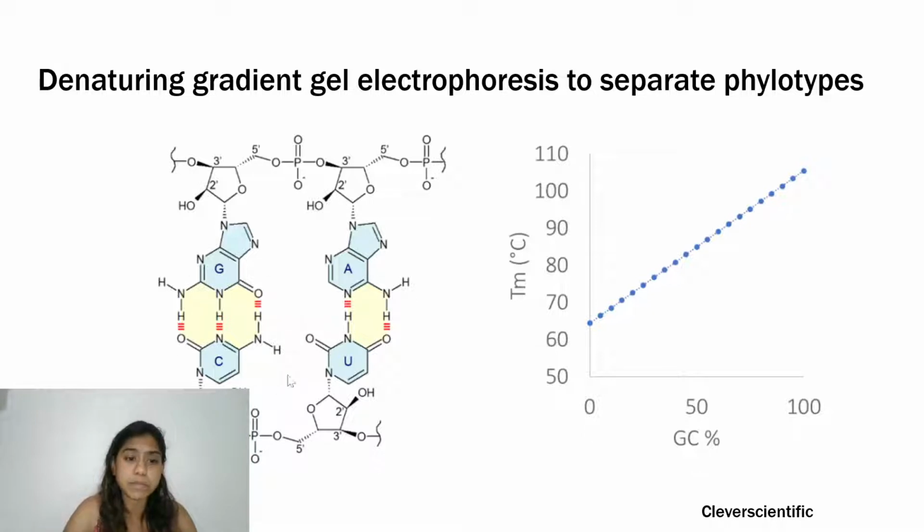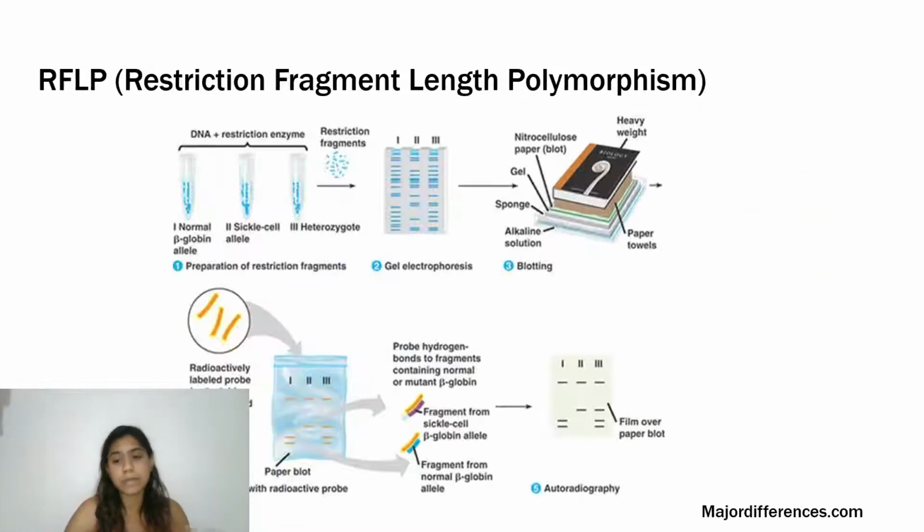So this particular principle is taken into account, and this is what is used in denaturing gradient gel electrophoresis, where, like I mentioned, since G and C has three hydrogen bonds, more energy is required to break these three hydrogen bonds. So as the GC content increases, that is, if there's more GC in our sequence of interest, the melting temperature of that particular sequence will be very high. As you can see, at 100%, the Tm increases as high as 100 degrees Celsius and so on. So this idea is what is taken into account in denaturing gradient gel electrophoresis to separate phylotypes.